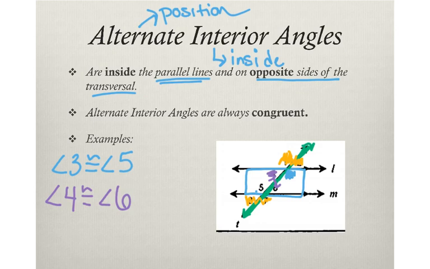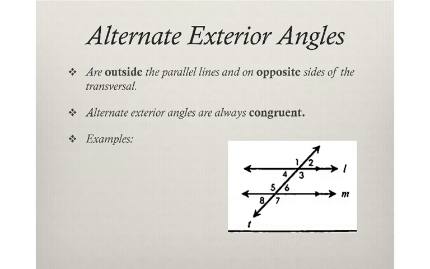So alternate interior angles are on opposite sides of the transversal, in between the parallel lines, and are always congruent. Now, like you have an inside and an outside of your house, you have alternate interior angles, but you also have alternate exterior angles. So for alternate exterior angles, now they're outside your parallel lines, still on opposite sides of the transversal, and they still end up being congruent.